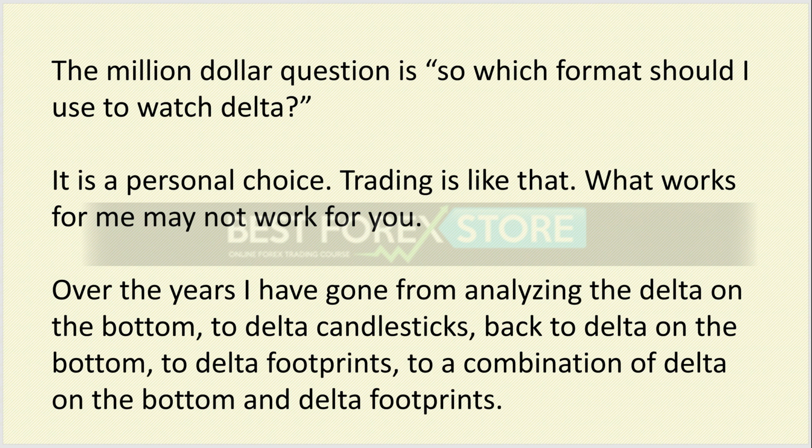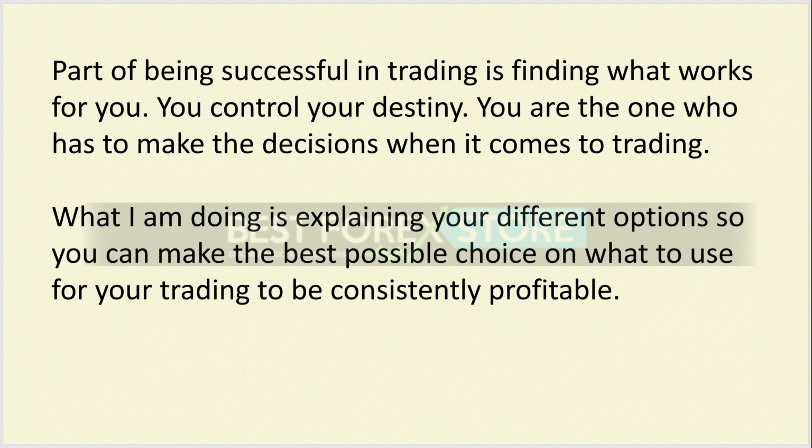Over the years, I've gone from analyzing the delta on the bottom with the data to delta candlesticks, back to the delta on the bottom, to delta footprints, to a combination of delta on the bottom and delta footprints. So it really depends on you and what you want to use in your trading. Don't put information on your chart that you're not going to use. Stick to information on your chart that you're going to use. There's no point in having a diagonal delta footprint if you're not going to make any trading decisions based on it, or having a delta footprint if you're not going to use it, right?